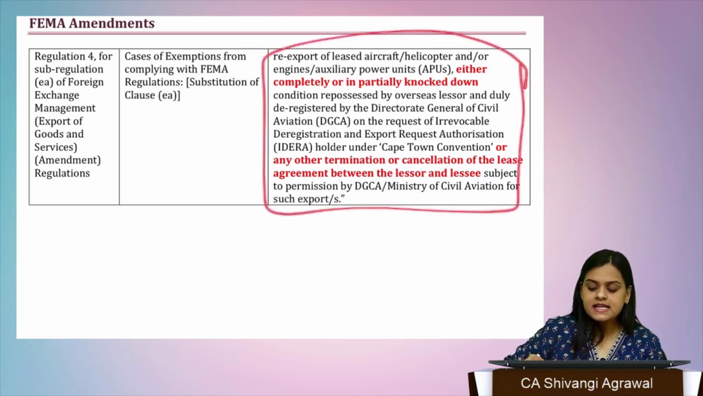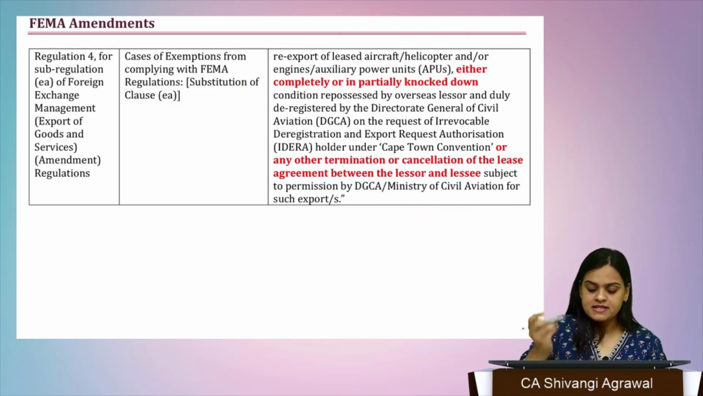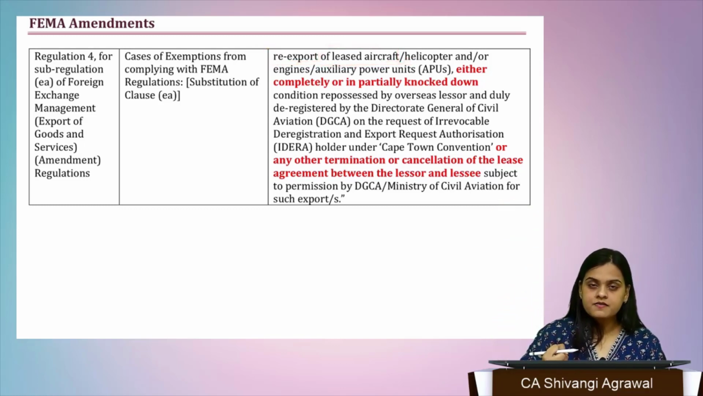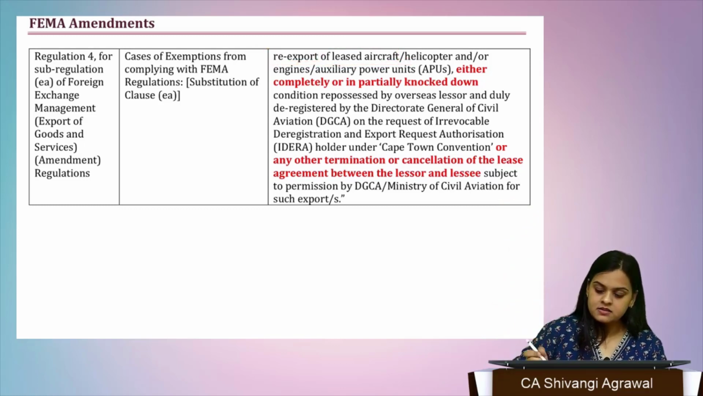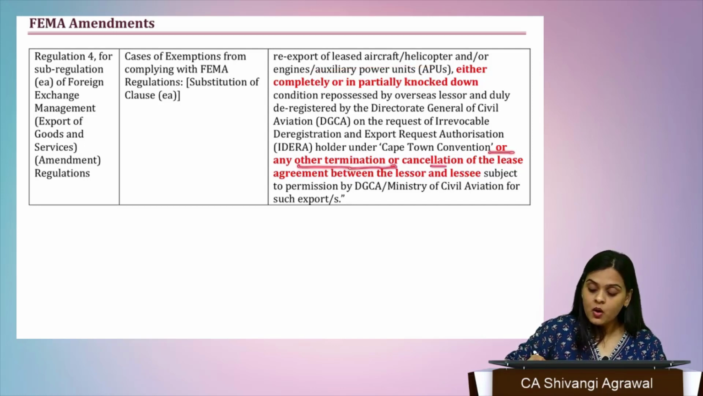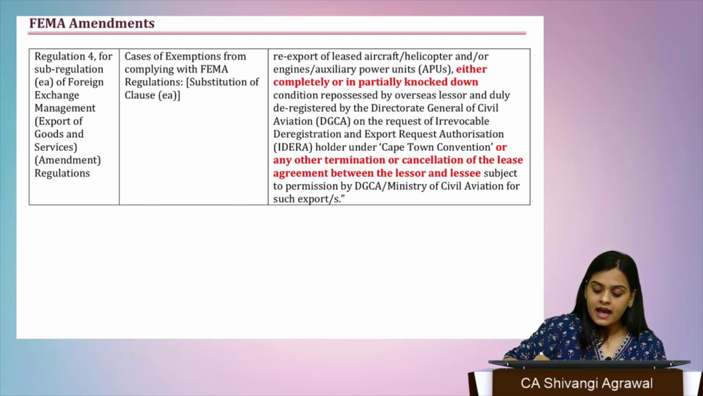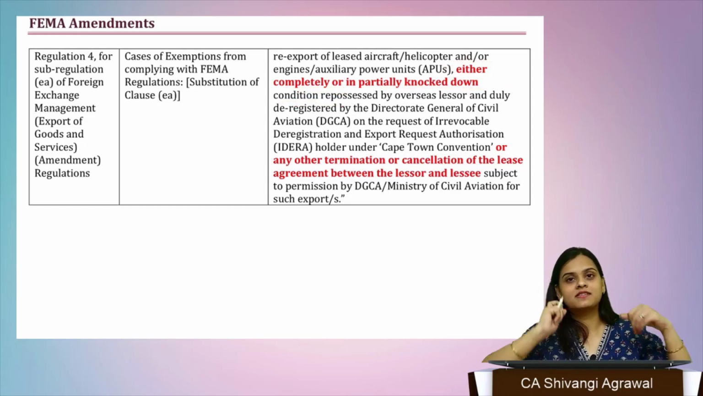So in the same category, there was already this existing clause EA, and the same clause has slightly been amended, which tells us we are re-exporting leased aircraft. I imported some aircraft, now I am giving it back. Why am I giving it back? Maybe because of the termination or cancellation of the lease agreement between that lessor and lessee, right? And what has been added: either completely or in partially knocked down condition.